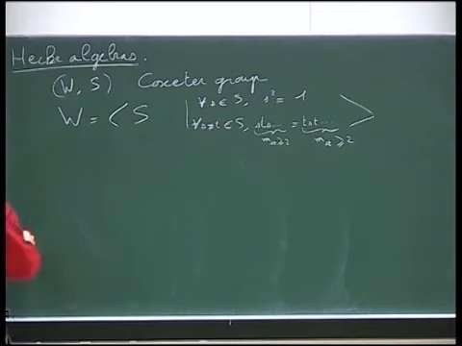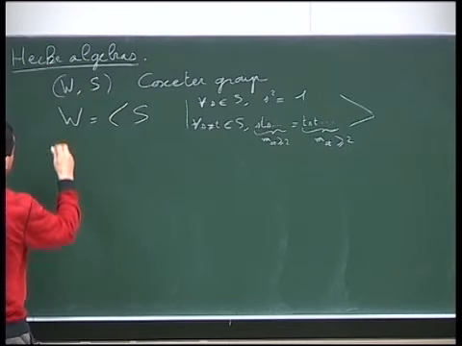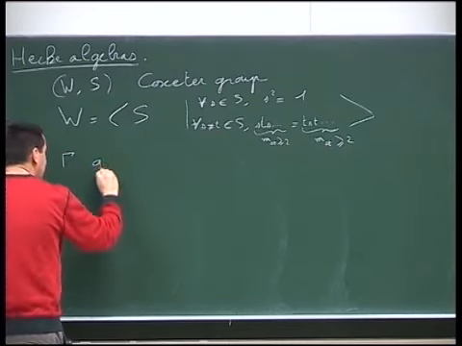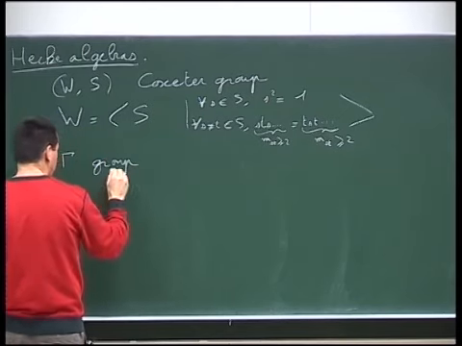Well, for constructing the Hecke algebra, I also need Gamma to be a group, an abelian group.